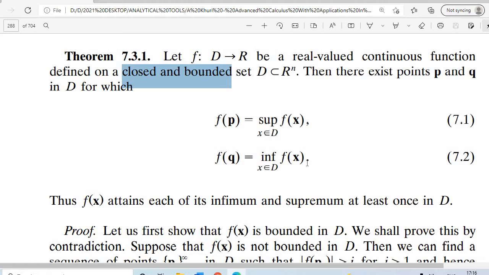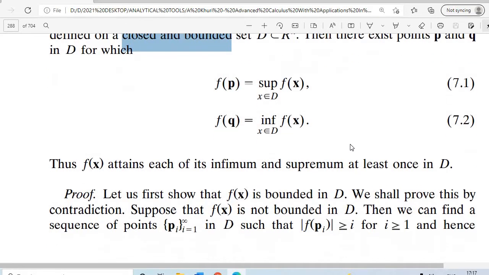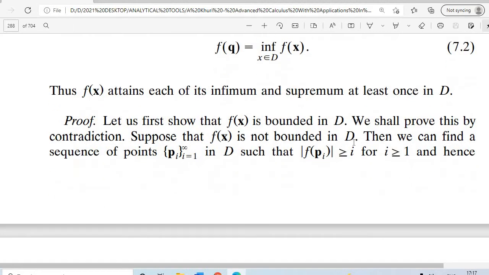When will this happen? Three properties. One is the function should be continuous. Second one is the domain is closed and bounded. Using these properties we will say that f of x attains its infimum and supremum, right? So it's a very important result.